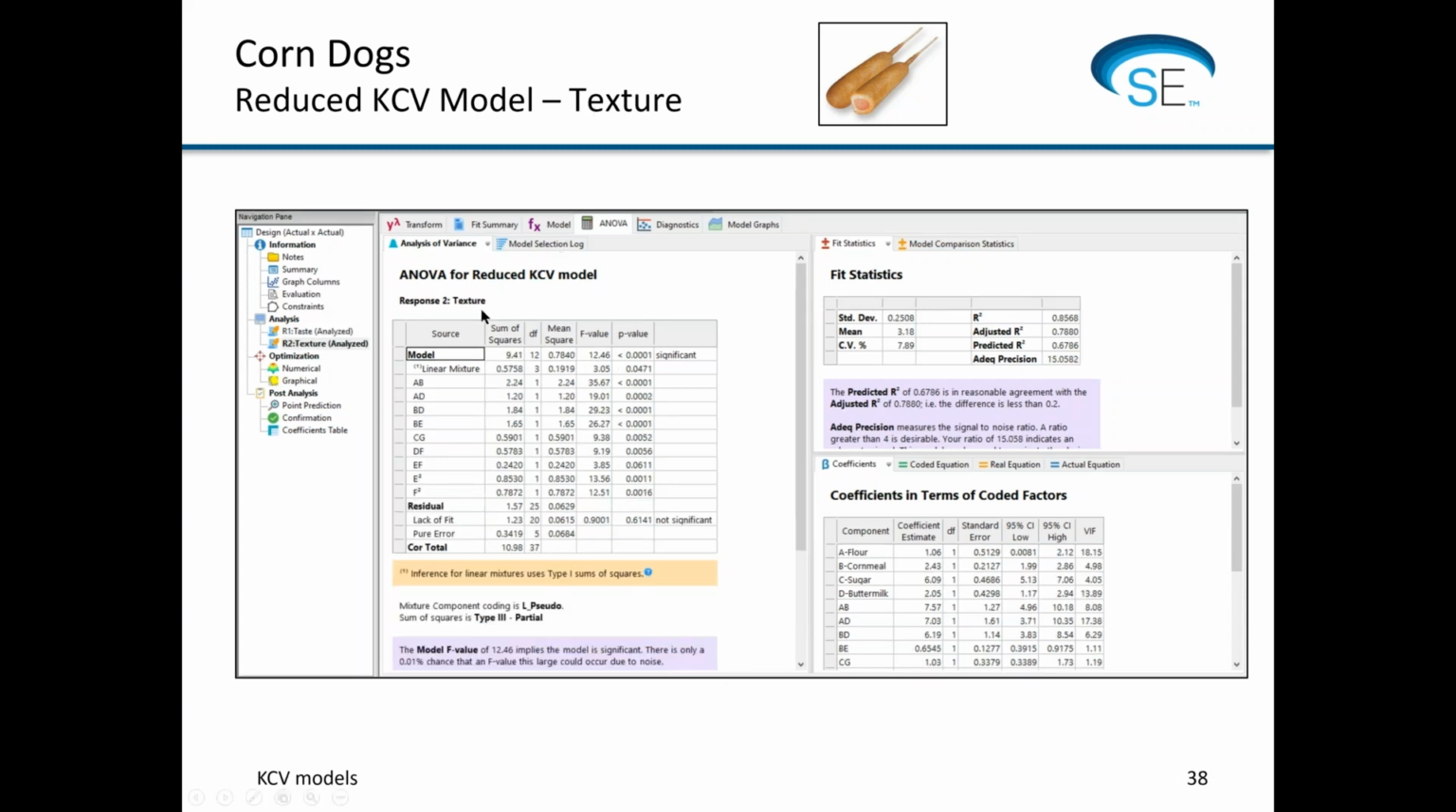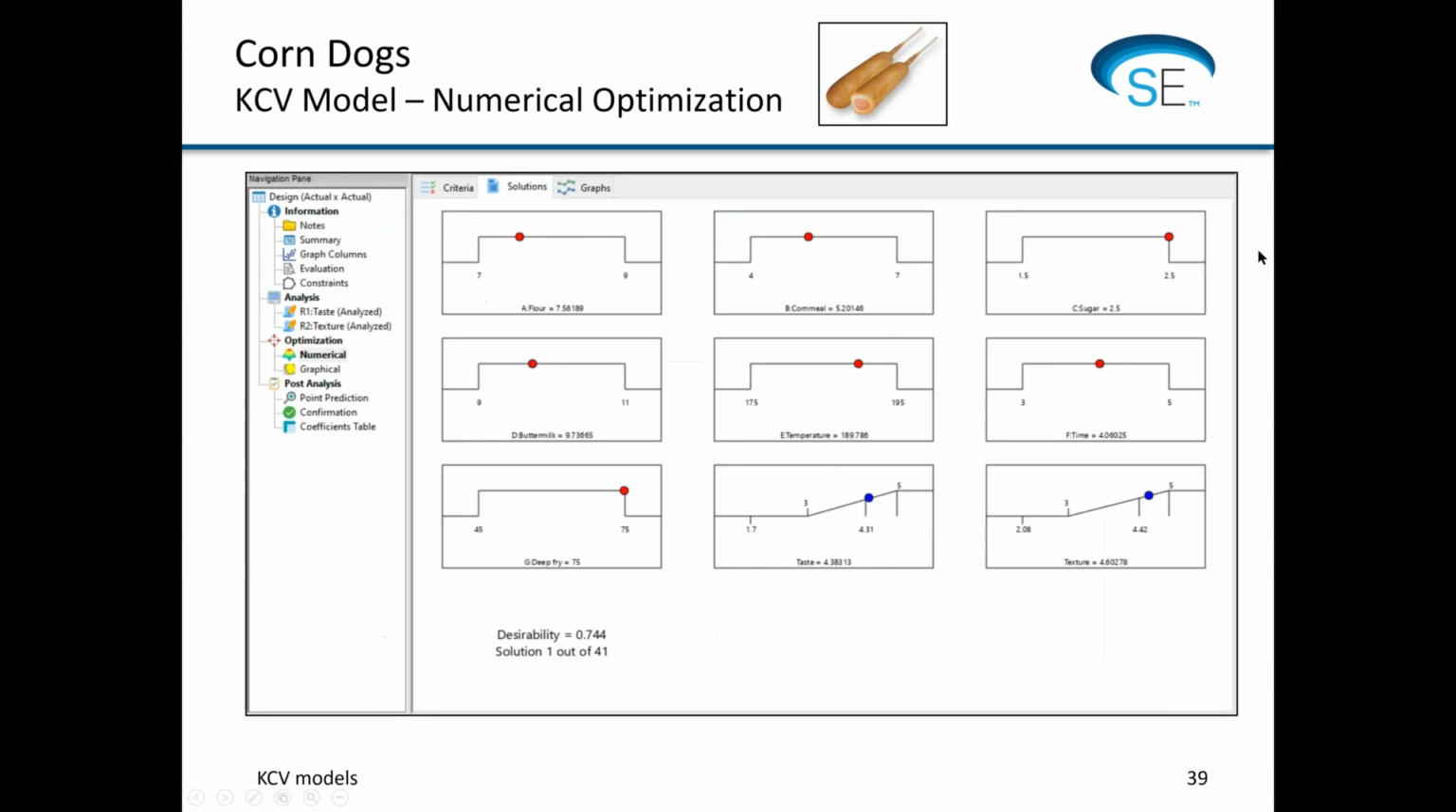Okay, so that was taste. Now texture: a little different model, but again, the model's highly significant. Lack of fit's not significant. Texture looks like it's a little harder to model. Adjusted R-squared is still good, 0.79 and 0.68, so they're in good agreement, and I have adequate precision. Again, I'd look at the diagnostics and do all of that, but that's not the purpose of this webinar. So we'll jump right to the numerical optimization.